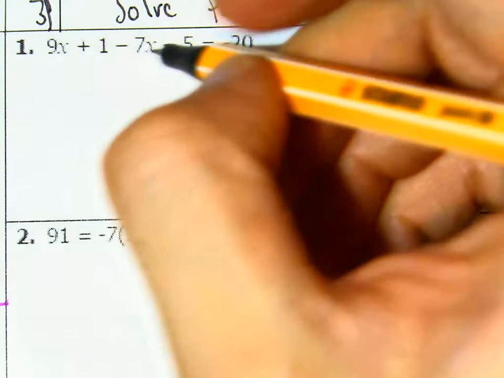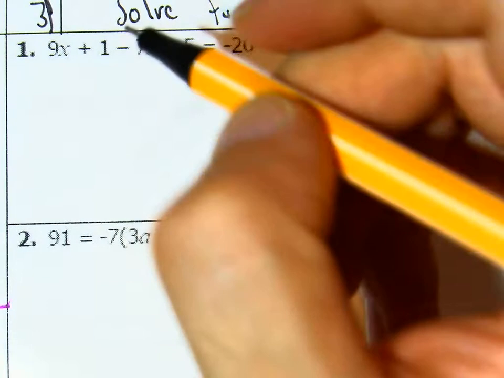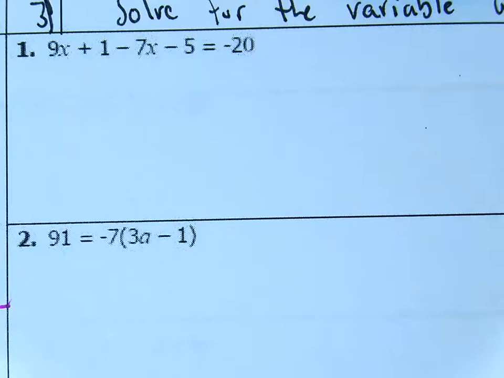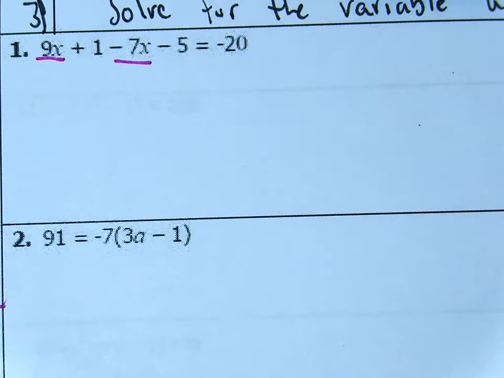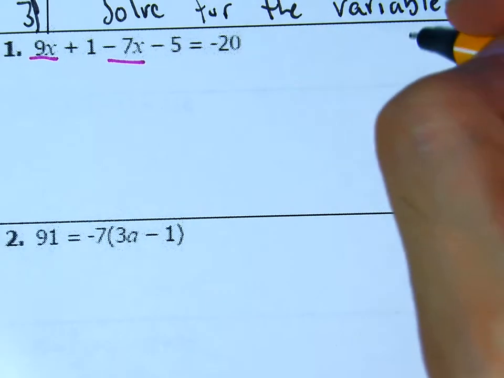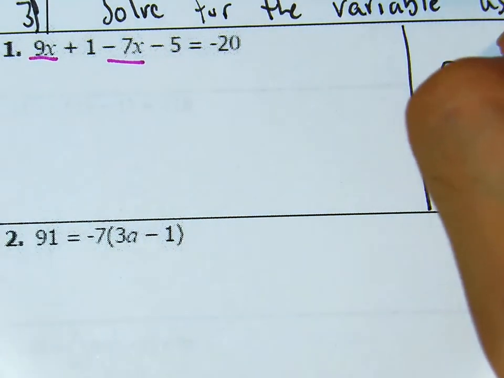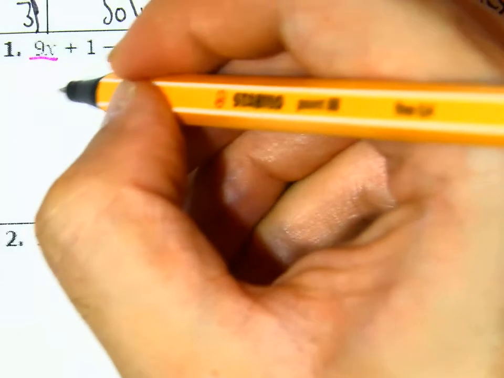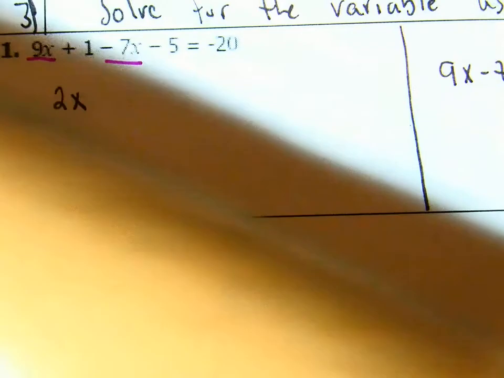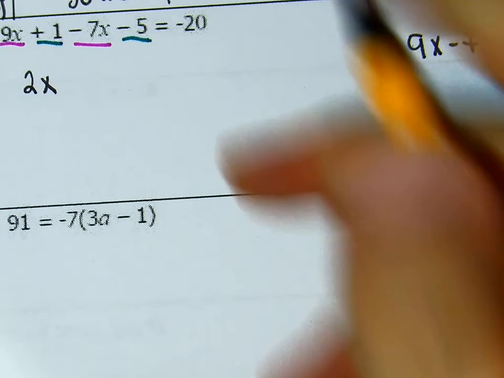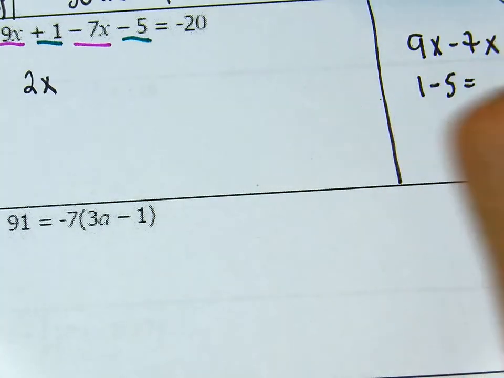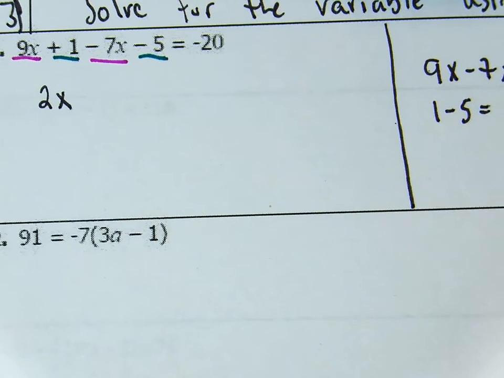Okay, let's say you paused the video and you want to see how it's done. What would we do first? We would combine the 9x and the negative 7x. What is 9x minus 7x? That is 2x. Then I would combine the positive 1 and negative 5, and what does that become? 1 minus 5 is negative 4.